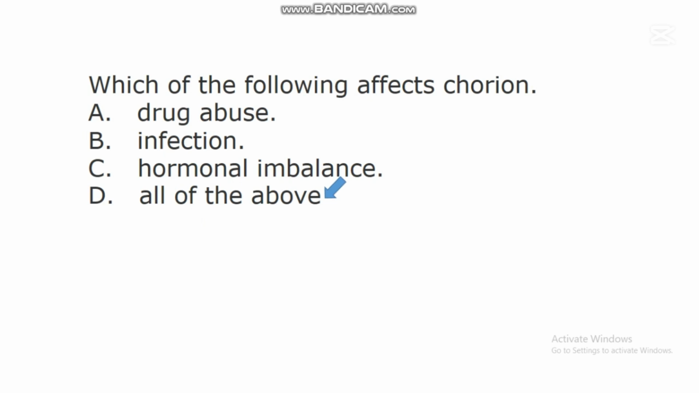Hormonal imbalance is also one of the factors that affects chorion, because research has shown that the chorion also plays a role in producing some hormones in the body, and some of these hormones that the chorion produces help in maintaining pregnancy. So when there is hormonal imbalance, it can affect the role played by chorion in ensuring that the embryo develops very well. All these things are factors that affect chorion.